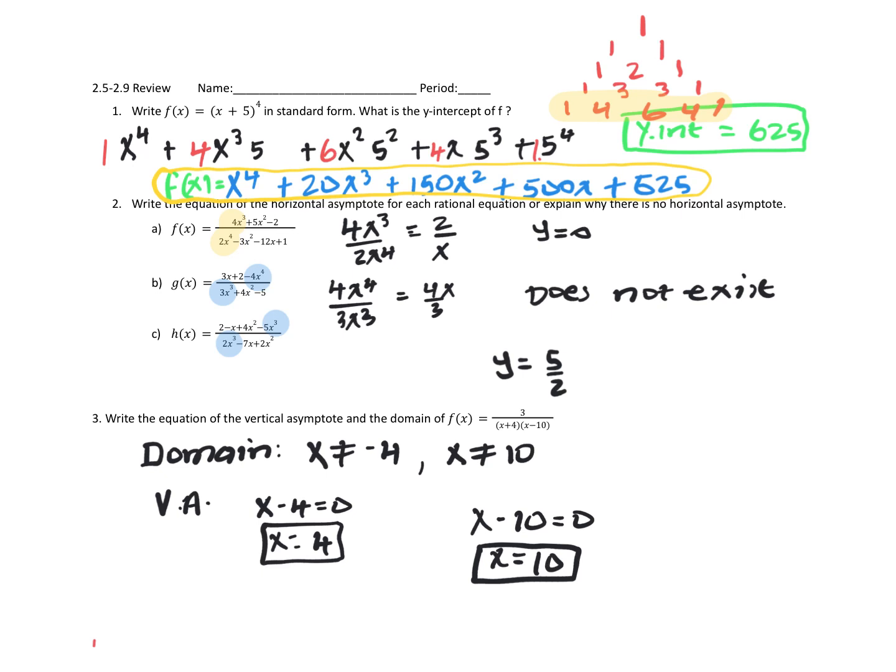So on number 1, we are required to write this function, x plus 5 raised to the power 4, in standard form, and that means we do the binomial expansion, and then after we are done with that, we find the y-intercept of the function. So the first thing is to look at the variable. I'm raising it to power 4, so I start with x^4, x^3, x^2, x^1, and then starting from the other side, I start at 5 raised to 4, because I have 5 here, 5 raised to power 3, 5 squared, and then I have 5.